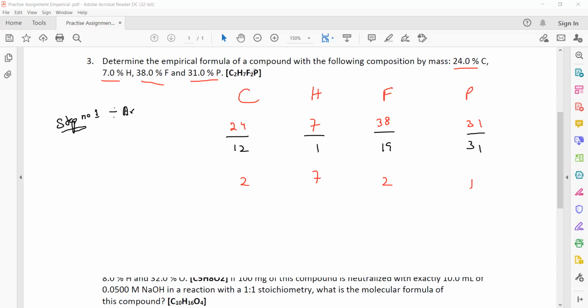Then what is step 2? Step number 2, we divide by the smallest value. The smallest value is 1. If I divide all these numbers by 1, it will not make a difference to the answer. So the final answer will be 2, 7, 2, and 1. So this compound contains 2 carbon, 7 hydrogen, 2 fluorine, and 1 phosphorus. We don't have to write the 1, but if we write P, that is also correct.